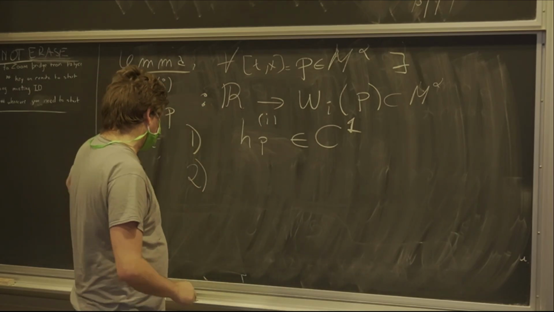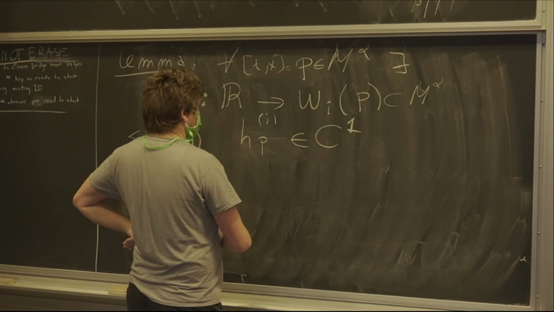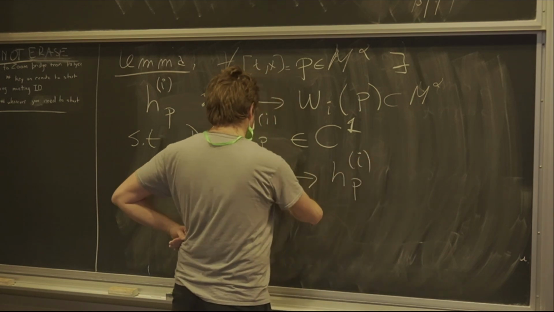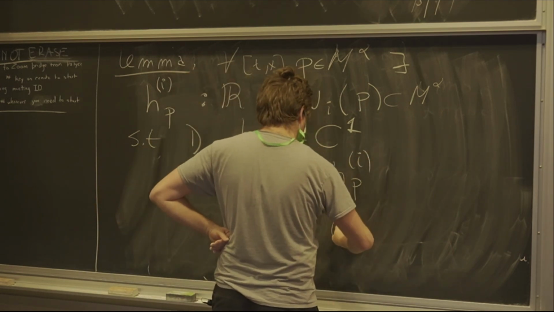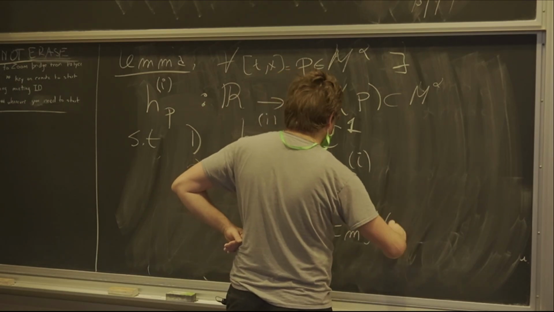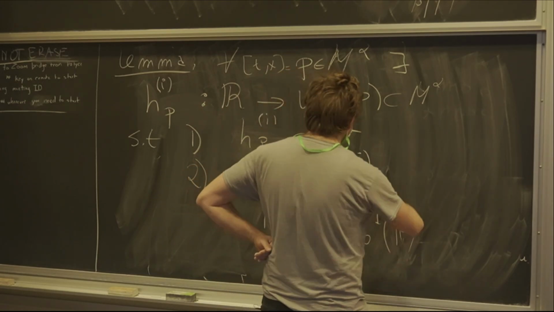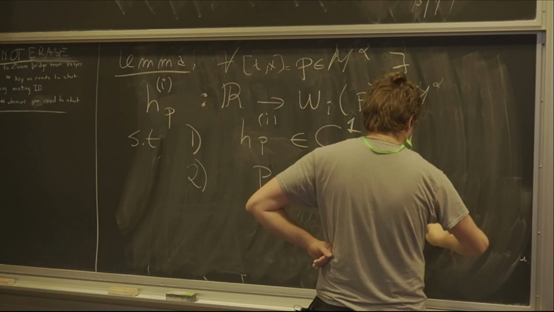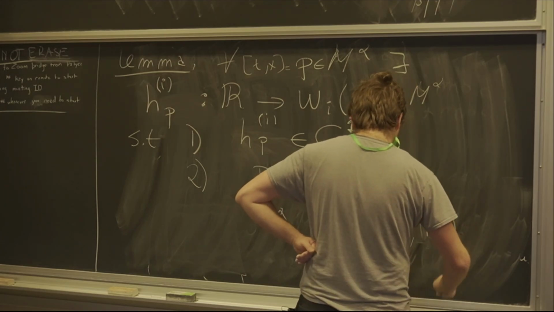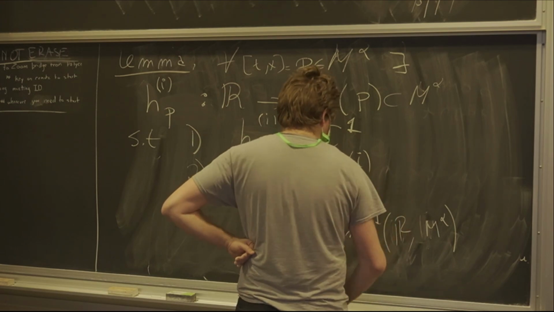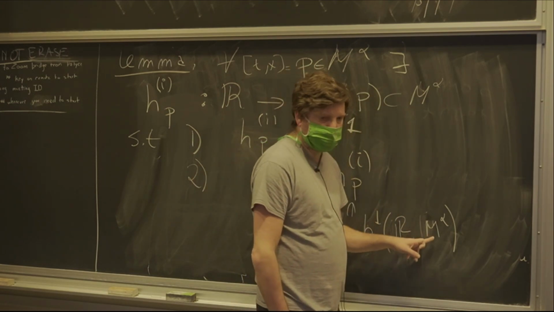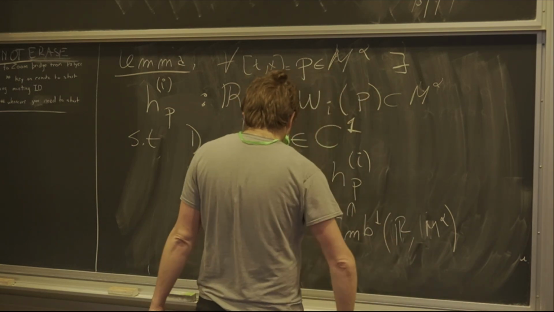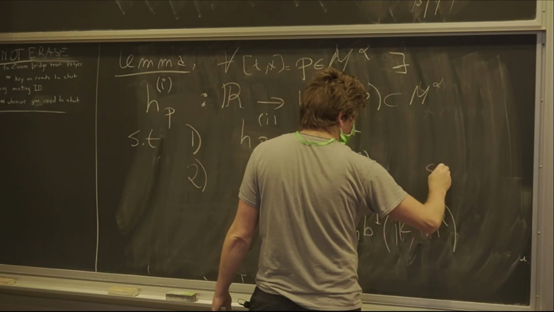Second, P in M alpha, this in embeddings of R into M alpha, with the convergence over compact subsets as the topology I'm putting here, of the function and the derivative of the function. This function is continuous.